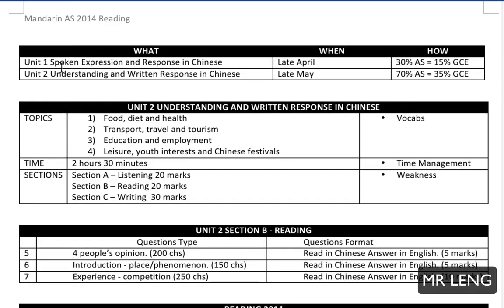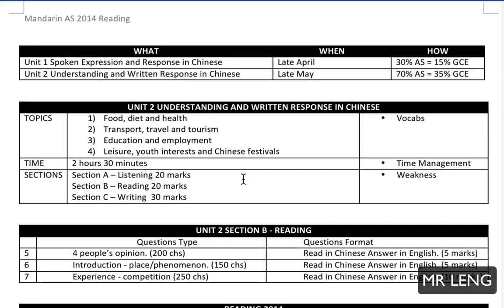Unit 1 was the spoken expression and response in Chinese, simply put, the speaking test. And Unit 2, understanding and written response in Chinese, is a combination of 3 sections: listening, 20 marks, reading, 20 marks, and writing, 30 marks. Unit 1 happens in late April. Unit 2 happens in late May. As we mentioned before, it's about time management. It's about how you identify your strengths and weaknesses and balance your exam time well.